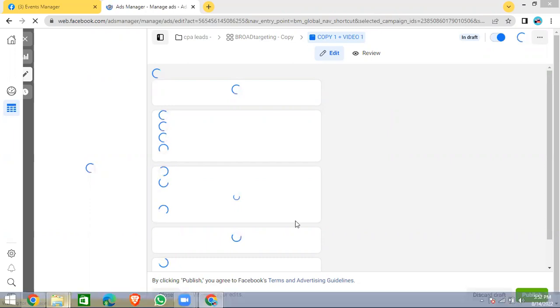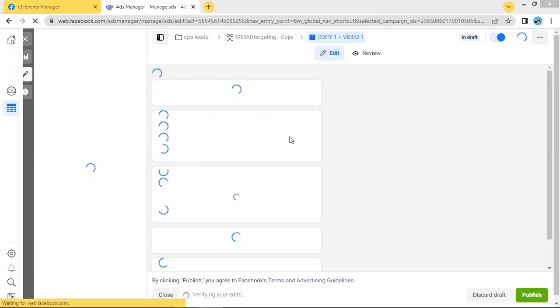But as I've been saying in the first video, you can see the part where you put your ad text. Call it primary text, okay? So that's where you're going to put your ad copy.